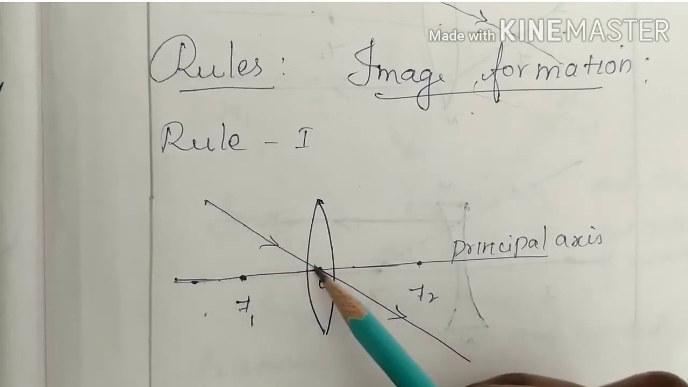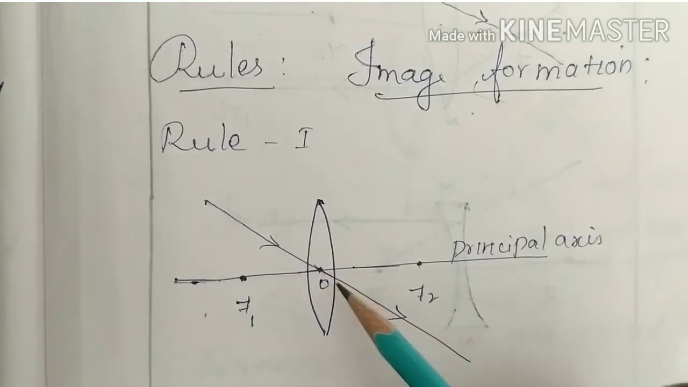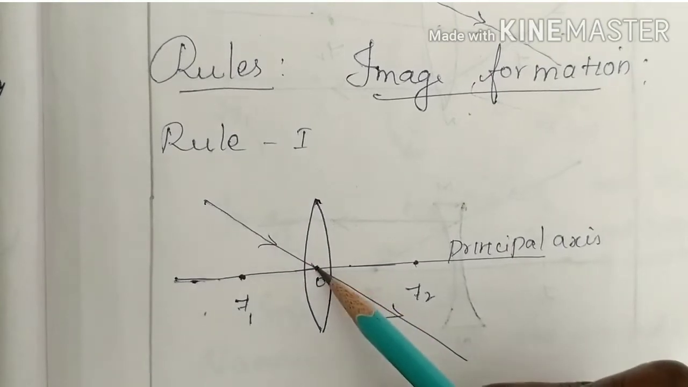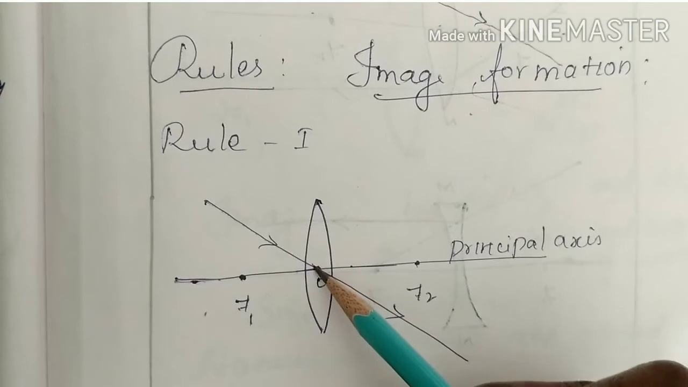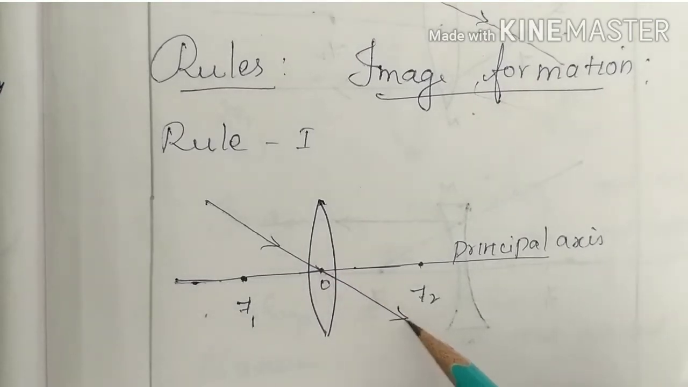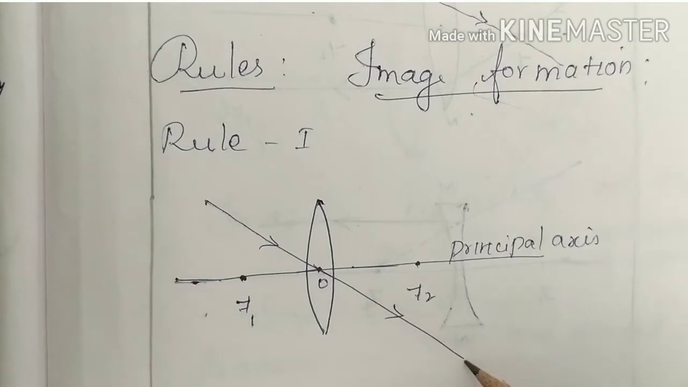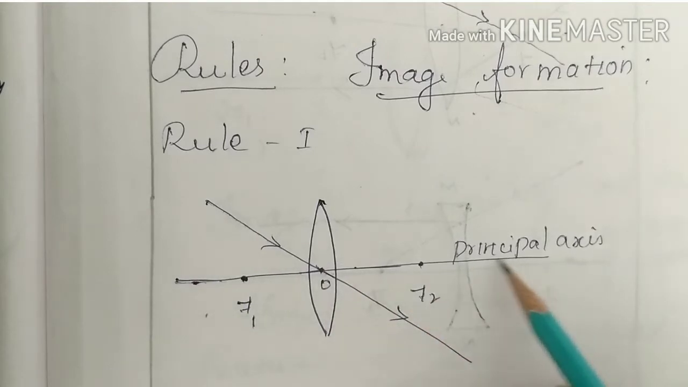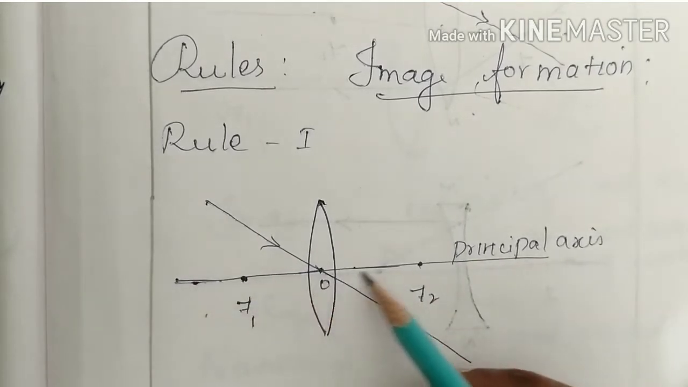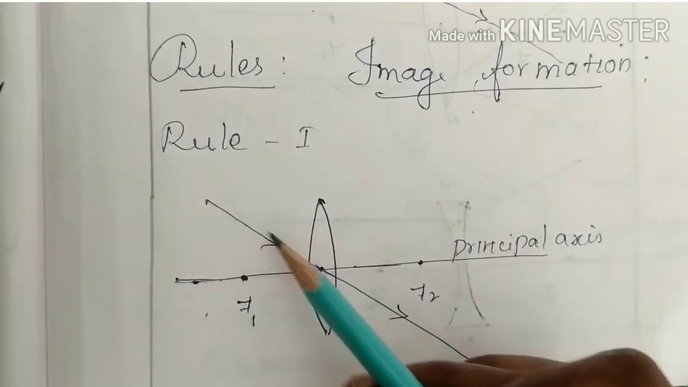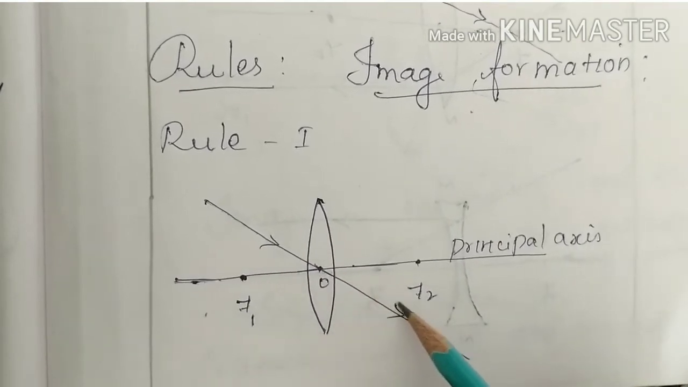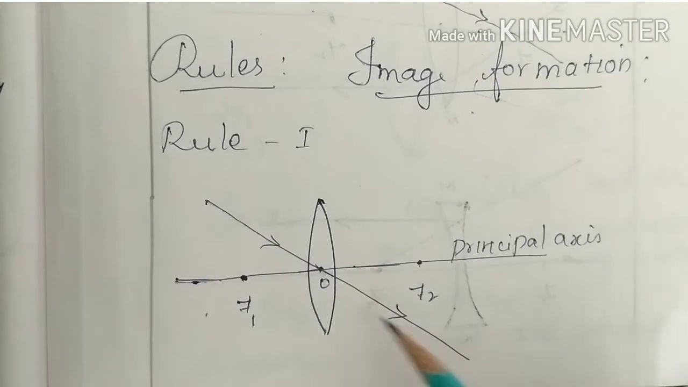When the ray of light is allowed to pass through the optic center, after refraction also it will continue the same path without any deviation, in a straight line. So this is the first rule. Listen here, what is this line? Principal axis. So here this line is the principal axis. The first rule states that when the ray of light passes through the optic center, without any deviation, it will go along the same path.